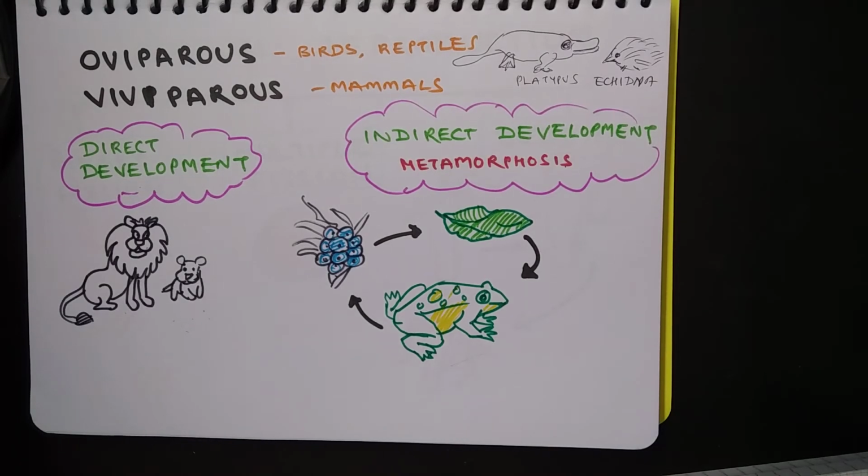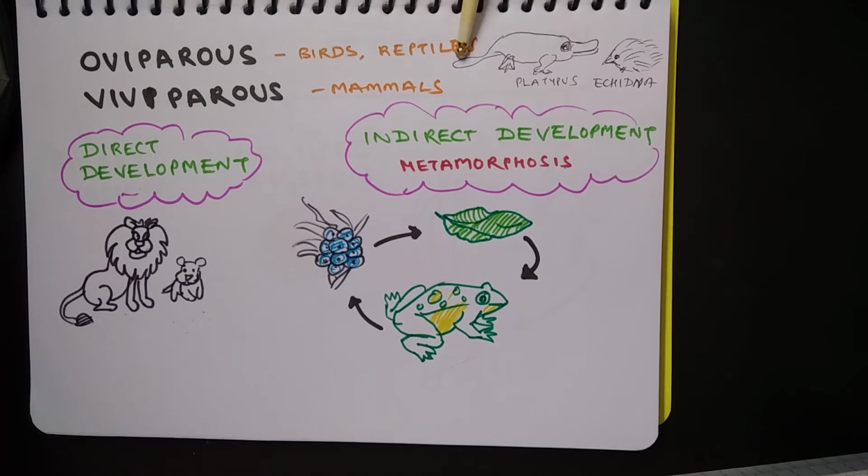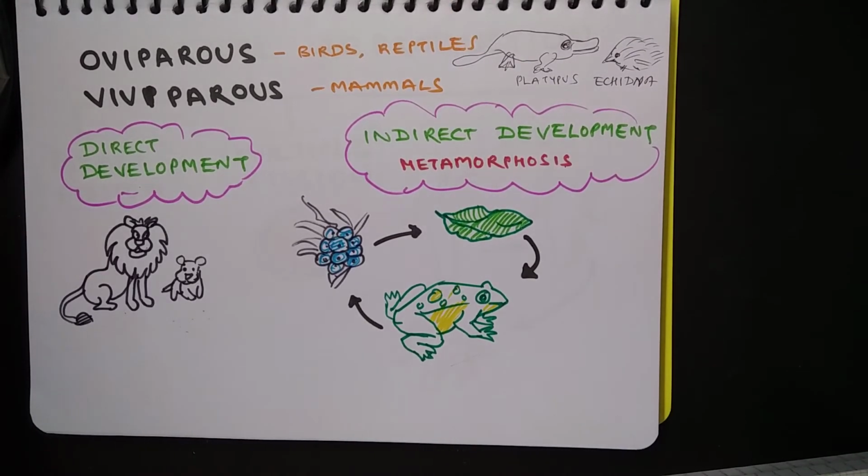Oviparous and viviparous animals. Some animals lay eggs, and these animals are called oviparous animals. Birds and reptiles are oviparous animals. When an animal gives birth to babies, it is called a viviparous animal. So almost all mammals are viviparous. So a dog gives birth to a pup, the lioness gives birth to the cub. There are some exceptions among the mammals. There are two mammals which are oviparous, and they are platypus and echidna.